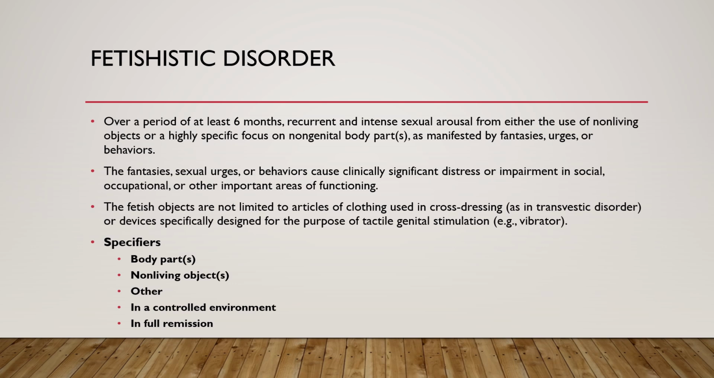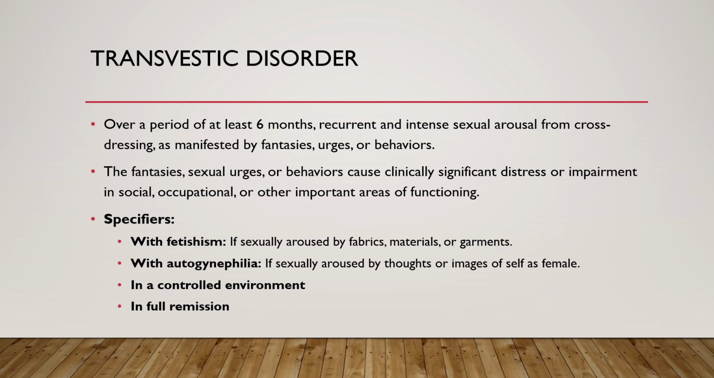So we have specifiers for body parts. This might be feet, hair, hands, different parts of the body, certain non-living objects, and then we have this sort of catch-all of other things that might be going on. Finally, we have transvestic disorder. Transvestism, thinking back to the concept of the term transvestite, that's where this comes from. So with transvestic disorder, there's a period of at least 6 months where you get sexual arousal from what they call cross-dressing, meaning dressing in the type of clothing that would be characteristic of the opposite gender from yourself. And this is not the same as being transgender. This is not the same as gender dysphoria. This is specifically related to cross-dressing.